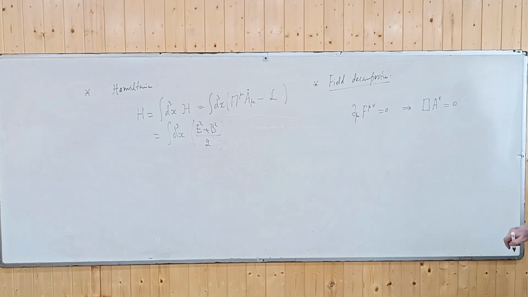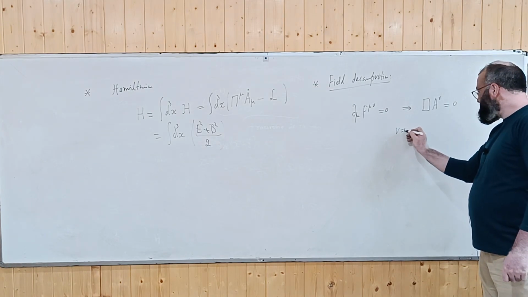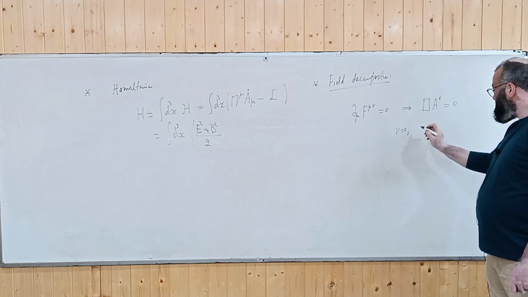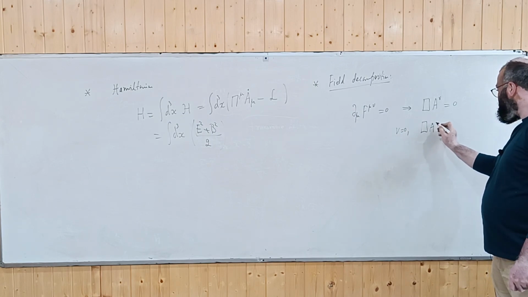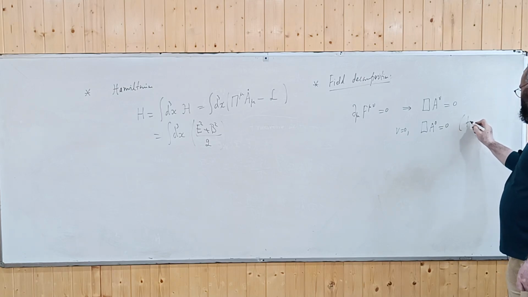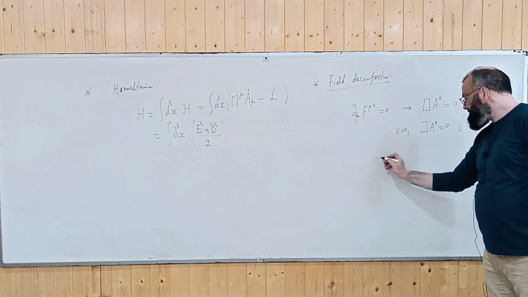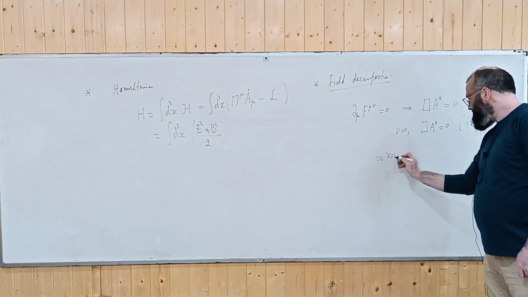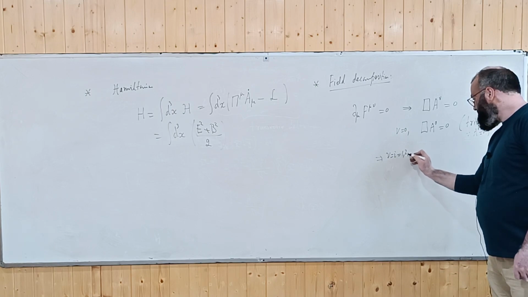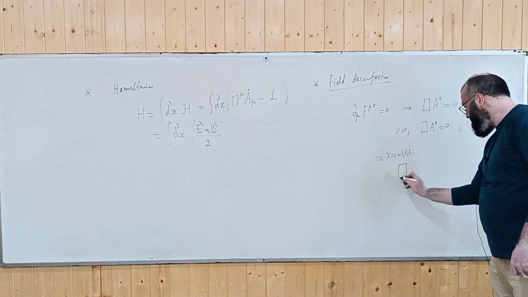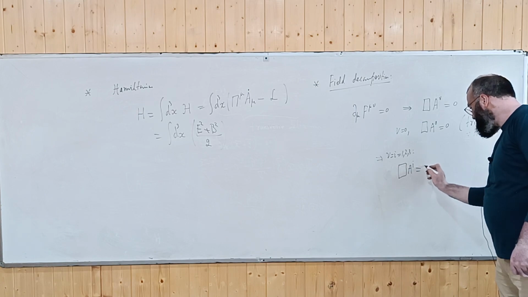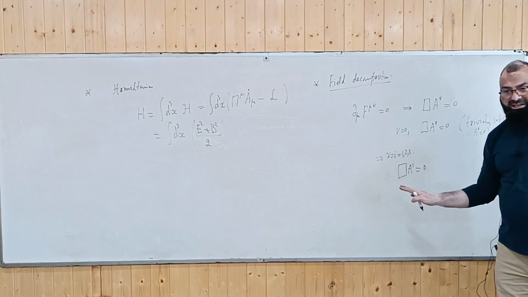You sure? Okay, so what if you take ν equal to 0? Then you have box acting on A⁰ equal to 0, which is trivially satisfied because A⁰ is equal to 0. This identically satisfies it. Which implies, for ν equal to i, with i equal to 1, 2, 3, the other three components, you have the box operator acting on A^i equal to 0. Is this the Klein-Gordon equation?